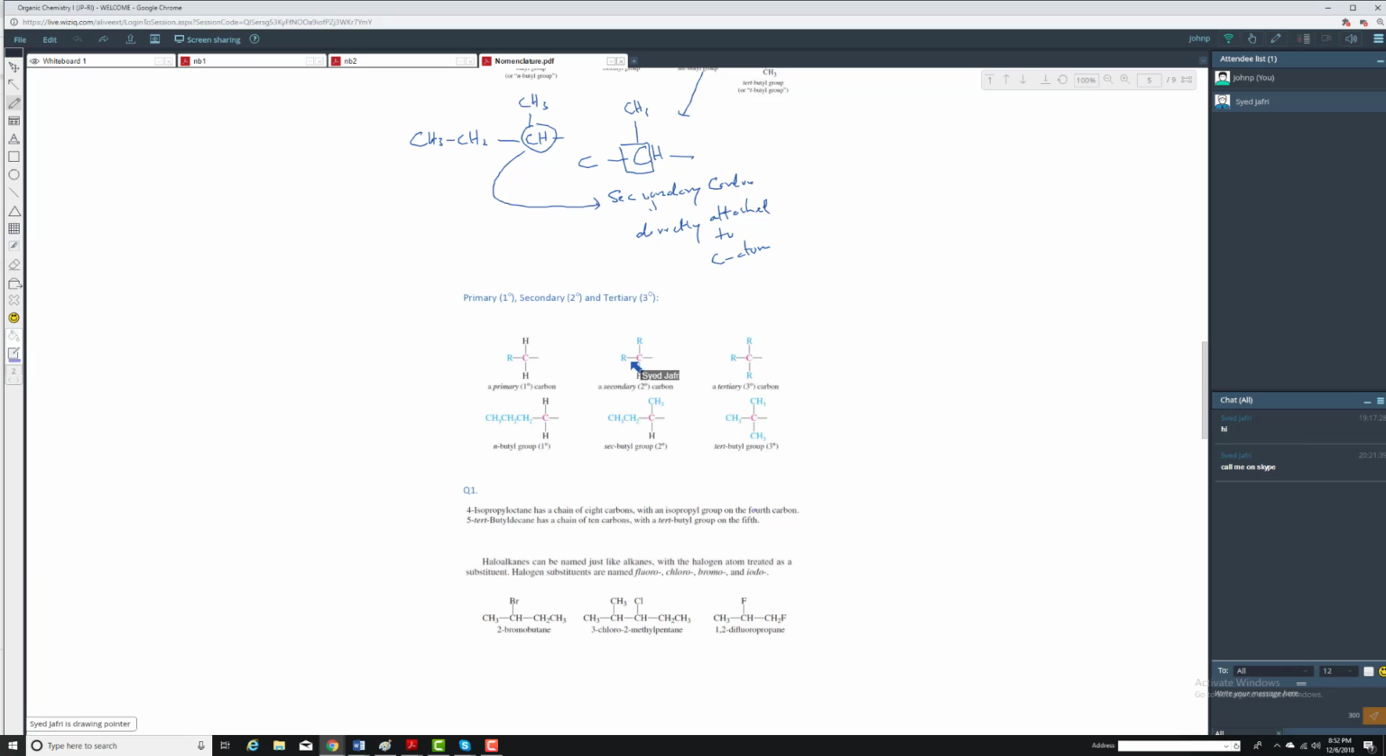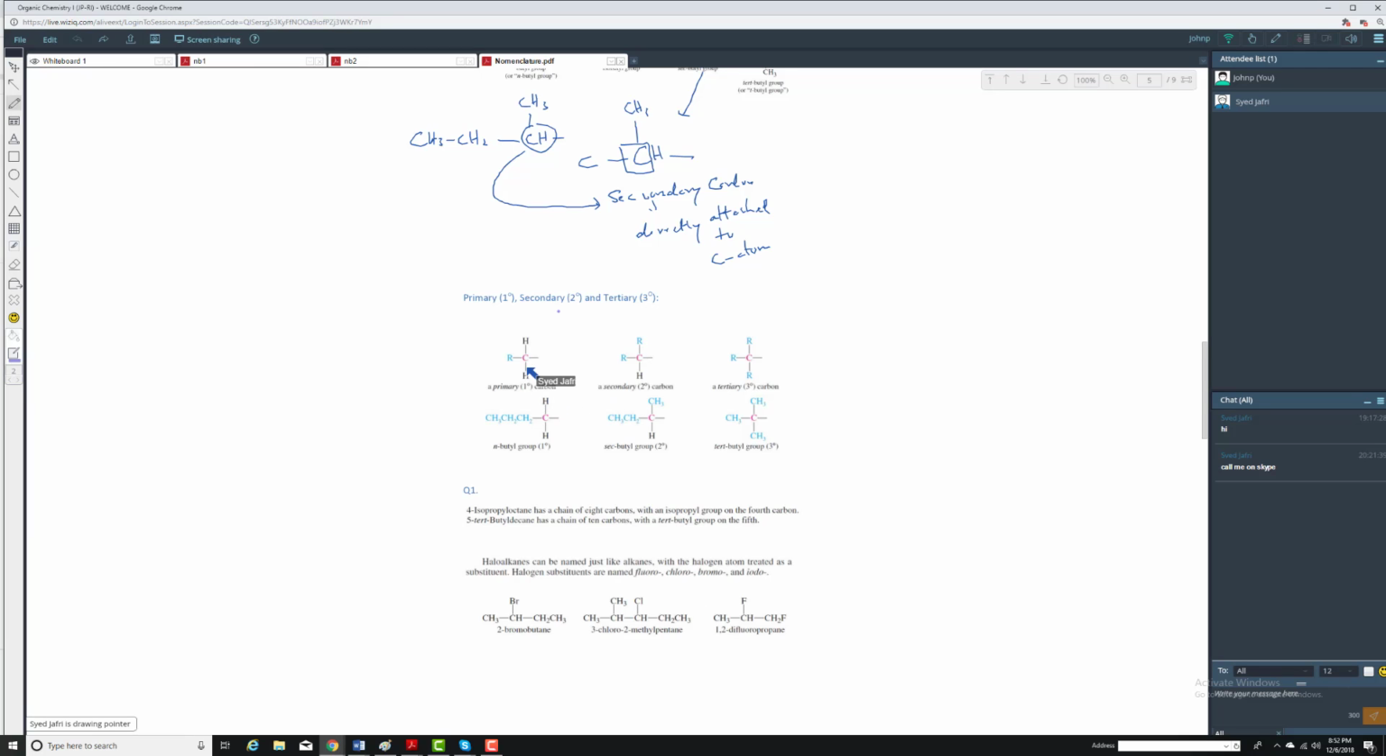This is secondary because two bonds are occupied directly by carbon atoms. Radical means carbon atoms. Look, one carbon is directly attached here. In secondary, this carbon's free valency is with this carbon. In this, one carbon is directly attached.